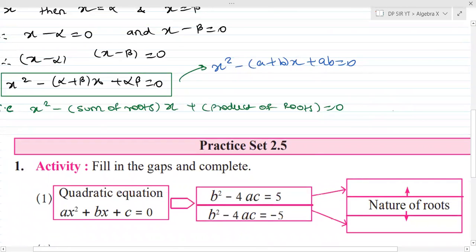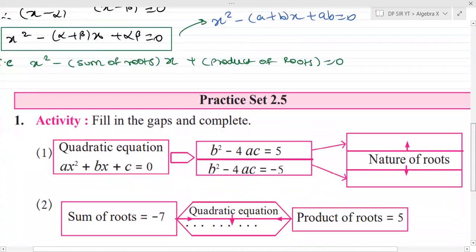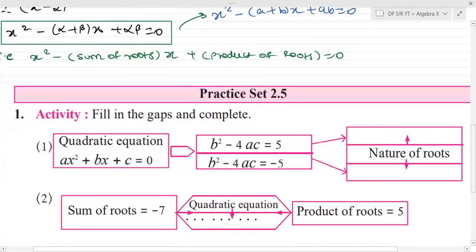So fill the gaps and complete. The quadratic equation is ax square plus bx plus c is equal to 0. As usual, there is nothing new in this. Then b square minus 4ac is equal to 5. B square minus 4ac is equal to 5, that means delta is equal to 5.